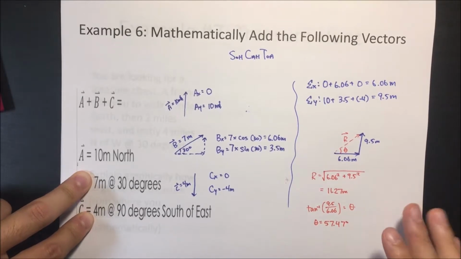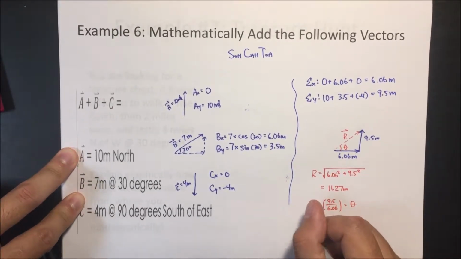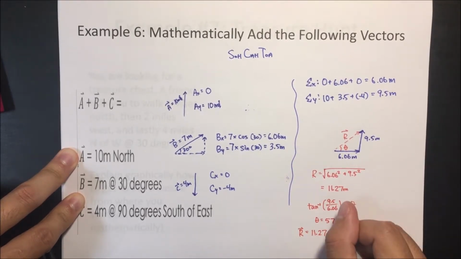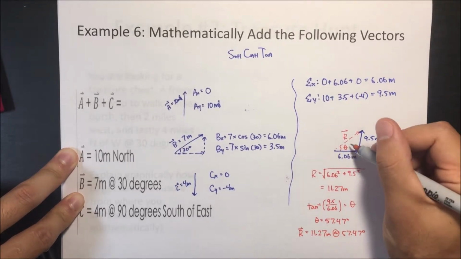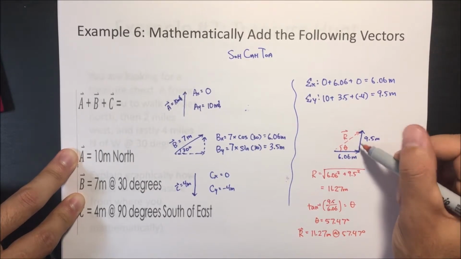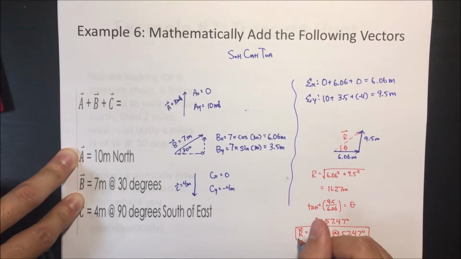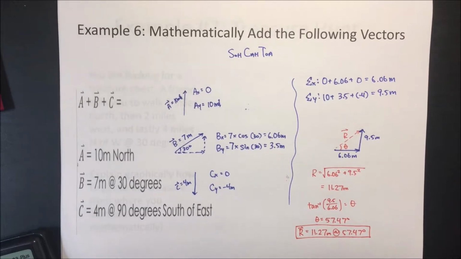And now let's put it all together. The resultant vector is equal to 11.27 meters at 57.47 degrees, and we call that north of east, or we could just leave it like that because this is a 0 and we're just going up. So I'm just going to leave it like that, 57.47 degrees. Okay? And that's how you do it mathematically.